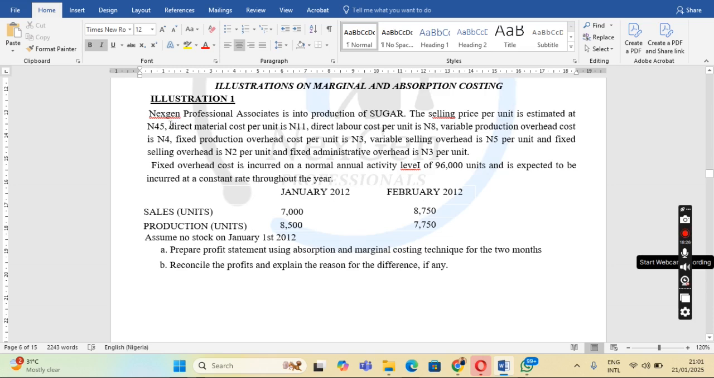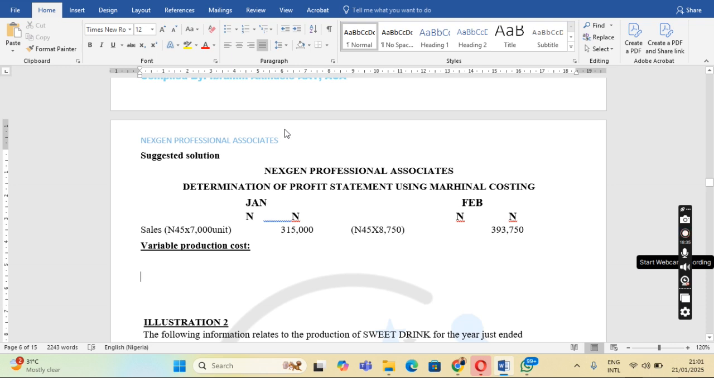You have direct material, which is 11 naira. You have direct labor as well, which is what? 8 naira. Is that not so? From the question given to us as well. Now, direct material, right? So what will be the cost of the direct material?